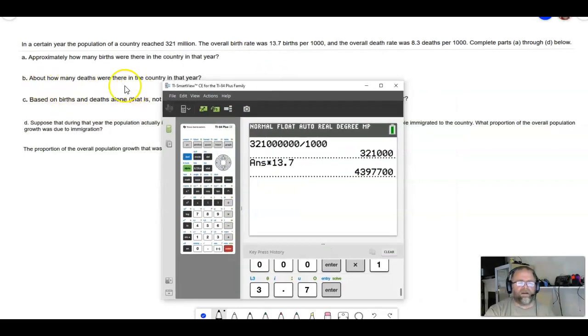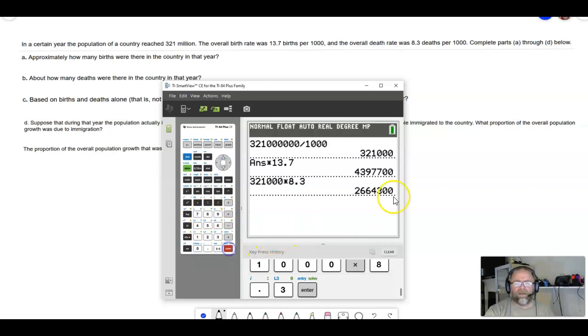And it says, about how many deaths were there in the country in that year. So we're going to do the same kind of thing. We're going to use that 321,000, because that's the number of times 1,000 goes into the 321 million. So we're going to multiply that by the 8.3 deaths. And that gives us 2,664,300 approximate deaths. Once again, it's probably rounded to about the hundreds place.